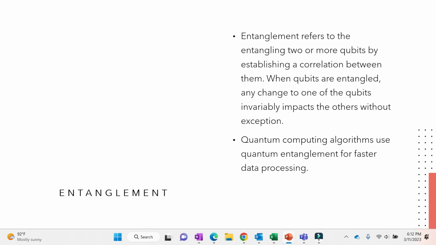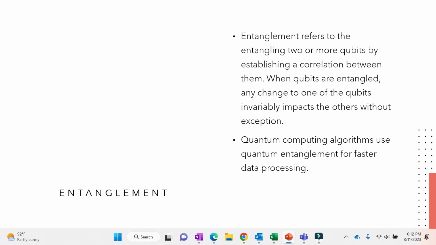The other thing is entanglement. What does entanglement mean? It means that if we entangle two or more qubits by establishing some correlation between them, that is known as entanglement. So if there are two qubits which are entangled and we make a change to any one of the qubits, it will impact the other without exception because they are entangled together.